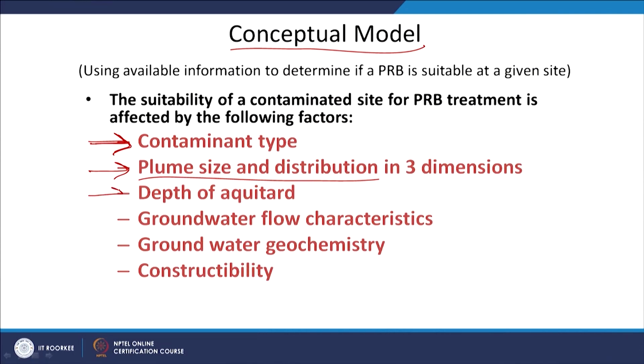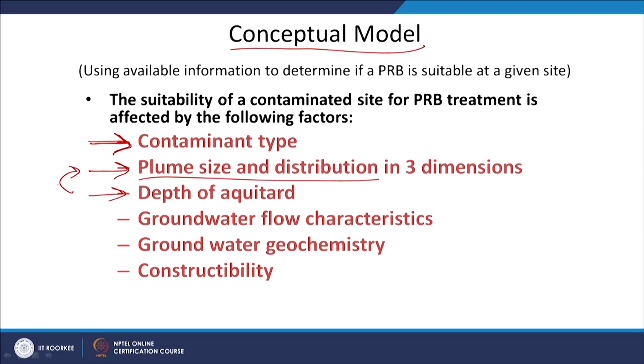Typically, in those cases where PRB installations have failed, it was not because of technical deficiencies in the PRB, but because the plume size and distribution, and many deviations from the estimated distribution, were not looked at stringently. The plume size and distribution was not accurately characterized, and thus people had issues with PRB failing. Why is that? Because the contaminated plume did not go through the PRB but went around it. Again, depth of aquifer and the relevant impermeable layer will give you an idea about the depth to which your PRB needs to be installed, again relevant to the plume size and distribution.